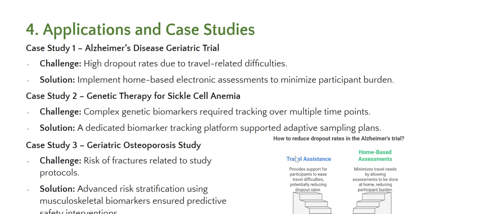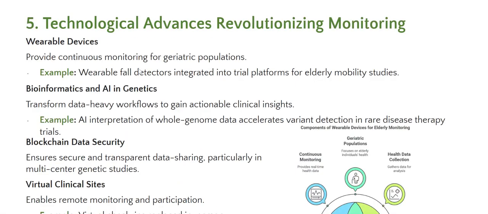And here is a summarized diagram on how to reduce dropout rates in Alzheimer's disease. We have travel assistance, we have home-based assessments. The key takeaway here from the applications: applying tailored resolutions to real-world scenarios ensures monitoring scalability and relevance as well. Technological advances revolutionizing monitoring. Wearable devices provide continuous monitoring for geriatric populations, for example, wearable fall detectors integrated into trial platforms for elderly mobility studies.